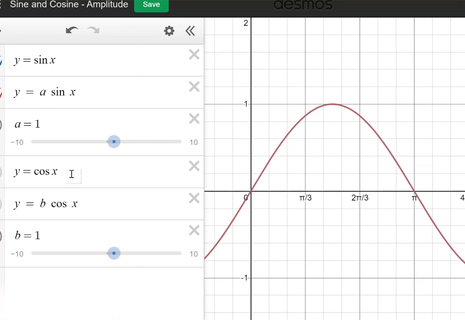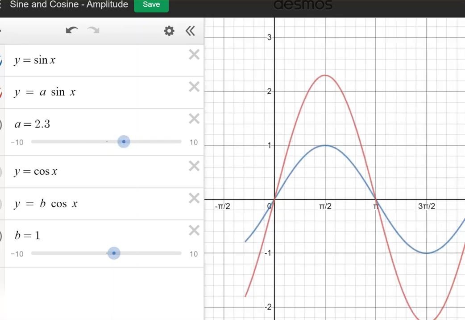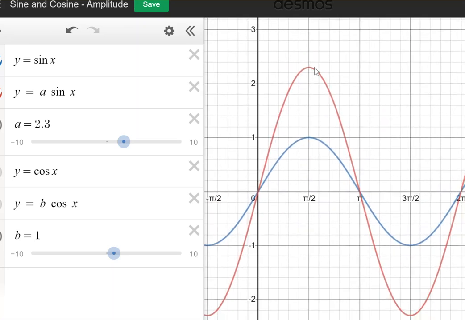Okay, so I hope you did that for a little bit. What I hope you understood is that right now the normal coefficient in front is 1 when you multiply it. But when you move that, you could tell the peak started to rise. When we got to 2.3 in this case, you can see that red line raised to 2.3. The blue line represents just your typical sine graph, and you can see how that peak got multiplied.